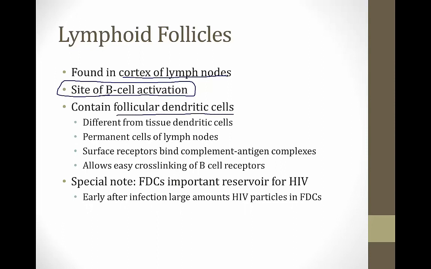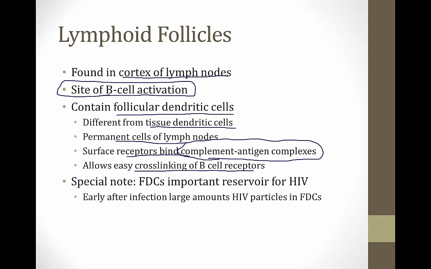Now these are different from the tissue dendritic cells that carry antigen from tissues to the lymph nodes. These cells are permanent residents of the lymph nodes, and they have special surface receptors that bind to complement antigen complexes. So they bind lots of different antigen complexes on their surface, and this makes it very easy for the B cells to cross-link and become activated. They are like pieces of Velcro that pick up lots of different antigens, and then the B cells can stick to the antigens and react.